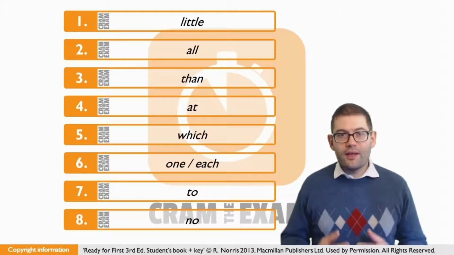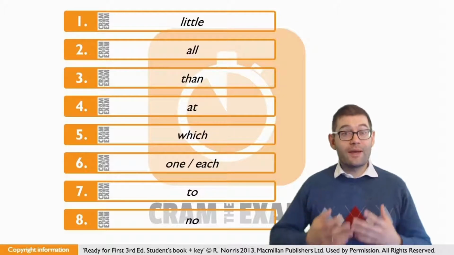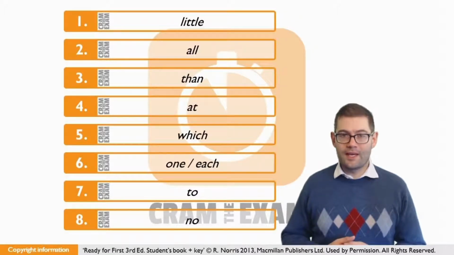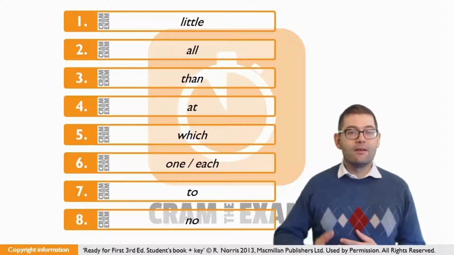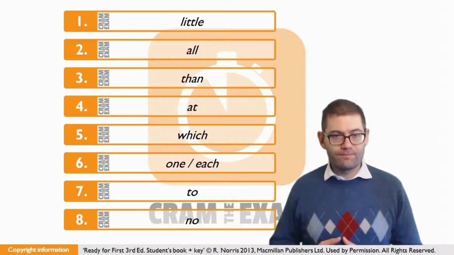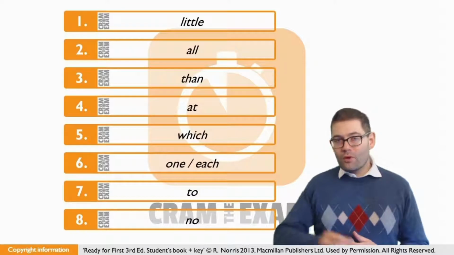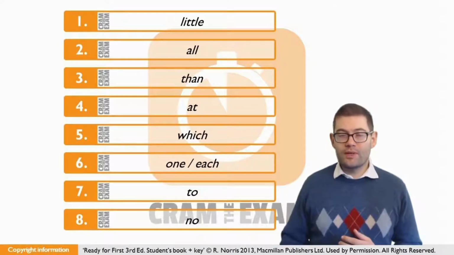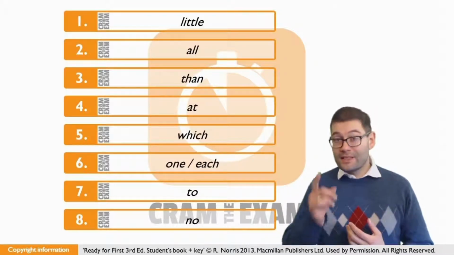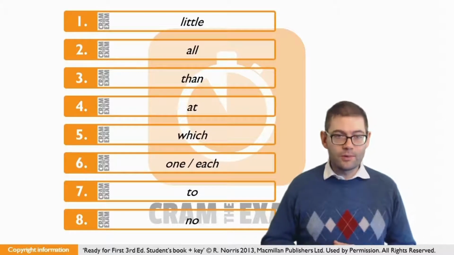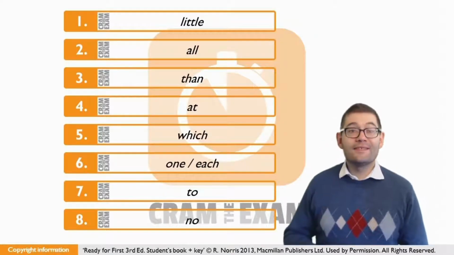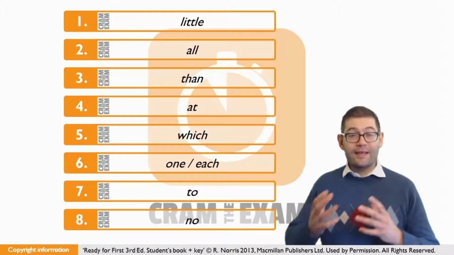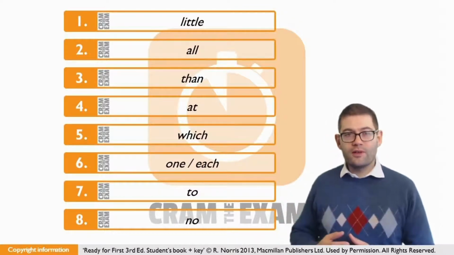For question number 3, the context tells us that we are talking about some kind of comparative form here. What's the comparative form that we need? Than. More than ... For question number 4, what we need here is a preposition of location, something that happens at the meal table. For question number 5, what we need here is the relative pronoun that connects what was mentioned before to what follows afterwards.